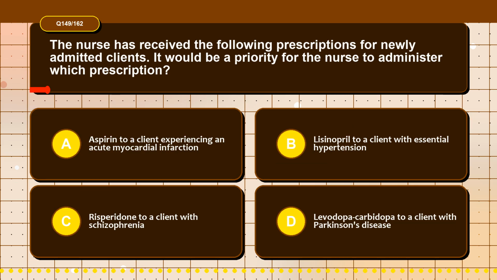Question 149. The nurse has received the following prescriptions for newly admitted clients. It would be a priority for the nurse to administer which prescription? Here are the options. Option A. Aspirin to a client experiencing an acute myocardial infarction. Option B. Lisinopril to a client with essential hypertension. Option C. Risperidone to a client with schizophrenia. Option D. Levodopa-carbidopa to a client with Parkinson's disease.